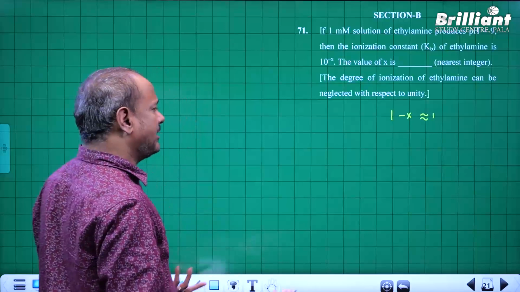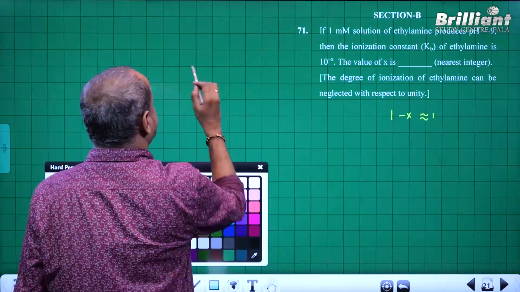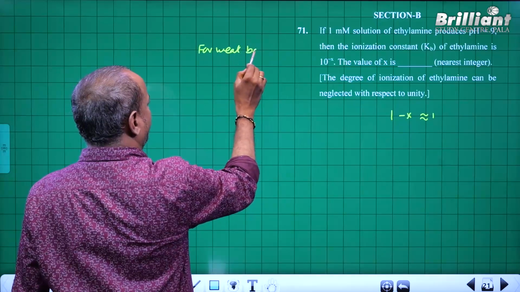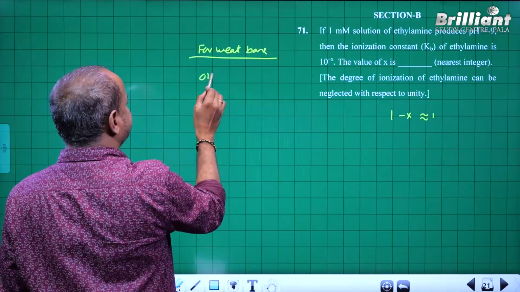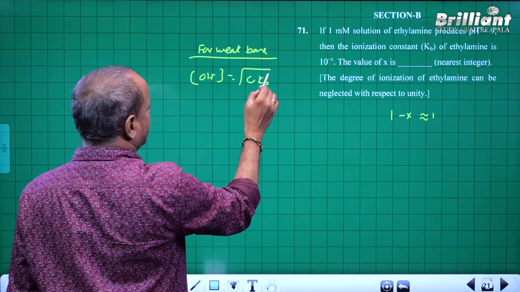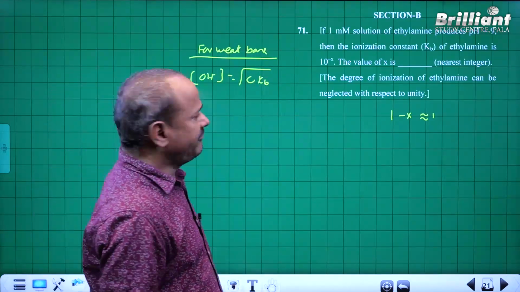That means the direct formula can apply. We already know for weak bases, the OH minus ion is equal to root CKB. For weak acids, root CKA. For weak base, root CKB.